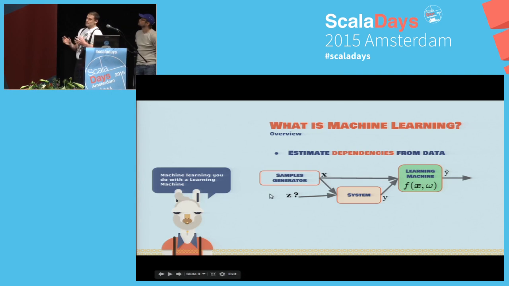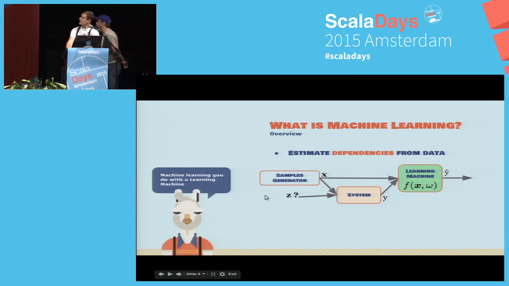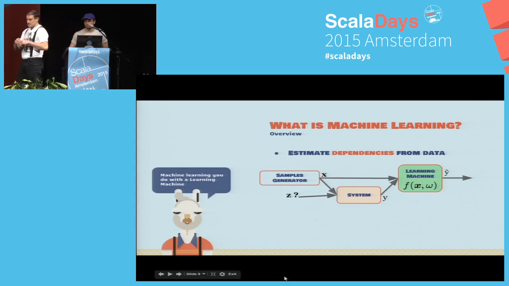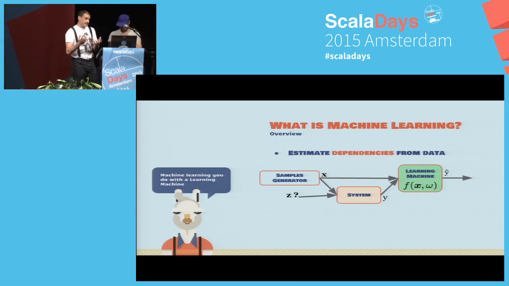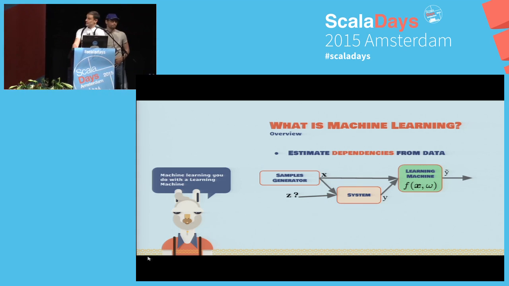So what is machine learning really? You have something that generates samples, that is all your set of variables, and this is the input of a system that creates, where's the pointer?